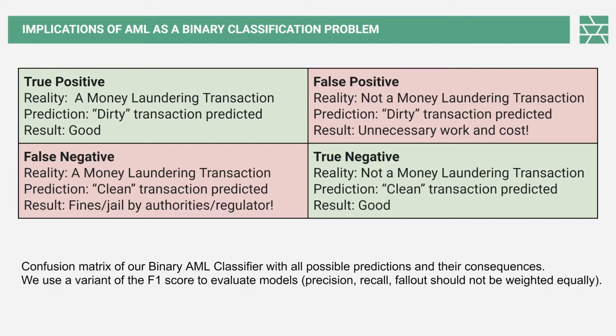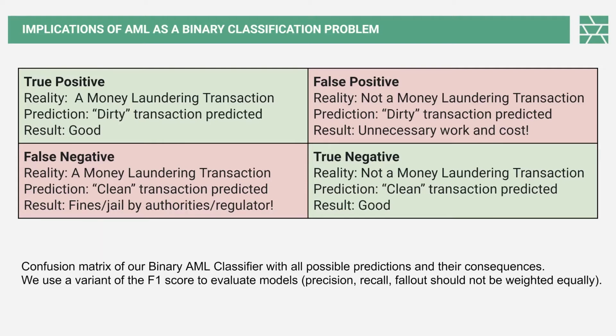So if, for example, you have a good prediction that says it's not a money laundering transaction, that's fine. There's no problem there. It's when you have a false positive, so you think that a transaction is dirty, but it's not. Then you have work and cost, and that's pretty bad. Large banks typically will have hundreds of people who investigate these alerts, and it's a cost that a company has to bear.